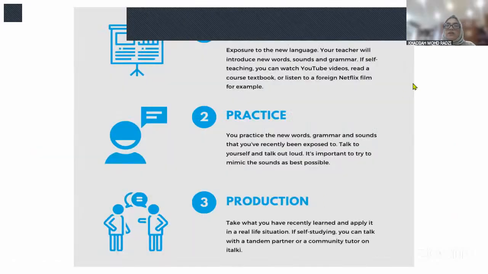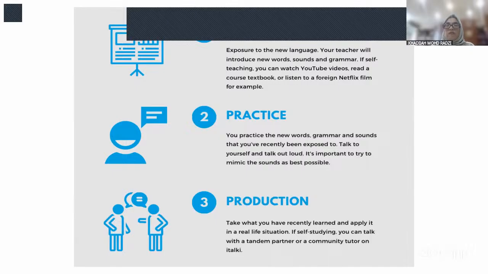Okay, so firstly, for language classes in CELPAD, be it English or Arabic, you will be exposed to the new language. Your teacher will introduce new words, new sounds, grammar. Or if you're learning by yourself, you can watch YouTube videos, read a course textbook, listen to a foreign Netflix film, for example. You need to be exposed to the language. That is the most important thing for you to be a good language learner.